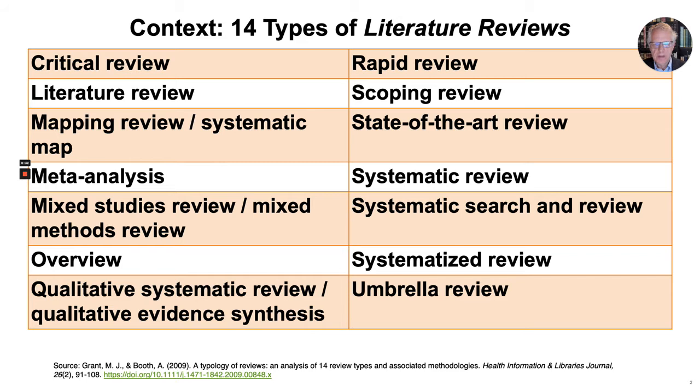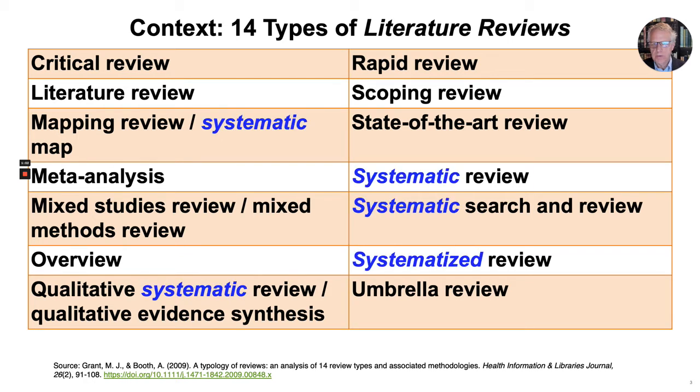In terms of context, Grant and Booth identified 14 types of literature reviews when they surveyed the field in an article published in 2009. Some of the terms found to describe literature reviews were not particularly helpful. For example, literature review, overview, and topics like that don't particularly describe either the method or the approach taken to the review. They're too broad, too generic, and don't provide much insight.